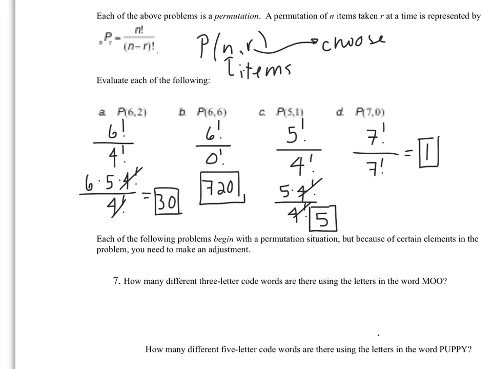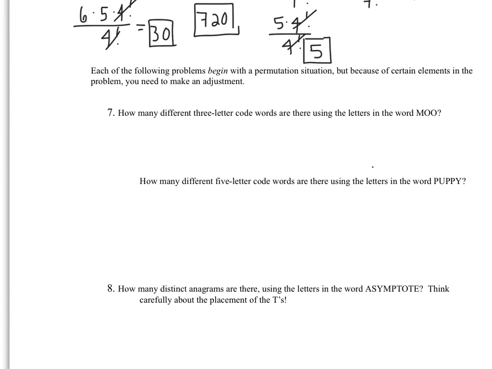If we move on to question 7, this is going to be a little bit different. We have the word moo, which is very different than fun because we have some repeat letters. So if I was just going to treat this as a regular permutation, I might say, okay, we have 3, we're going to choose 3, and that should give us 3 factorial, which is just 6 arrangements.